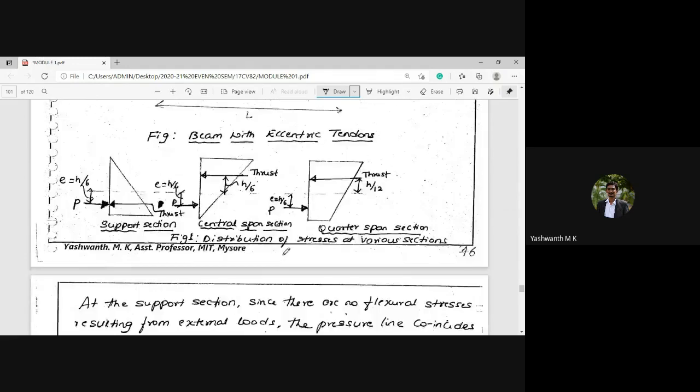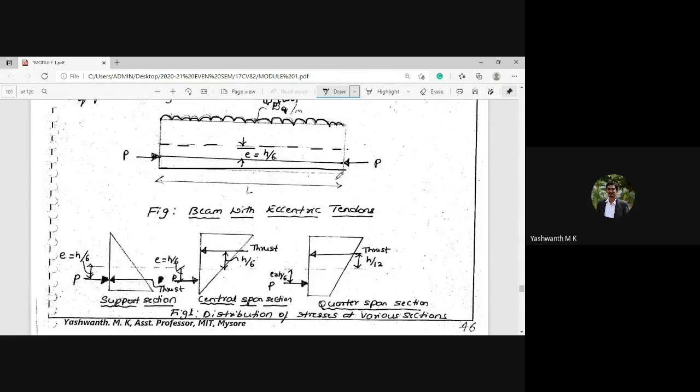So now how the stress will distribute at various parts of the section or various spans has been written in this, along with the pressure line indication at various spans. Till now we used to draw the stress distribution at the various spans. Apart from this stress distribution, I have also shown the pressure line, where exactly it is acting.